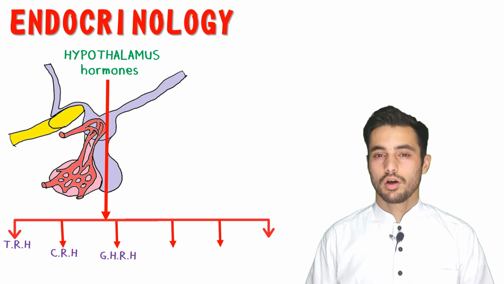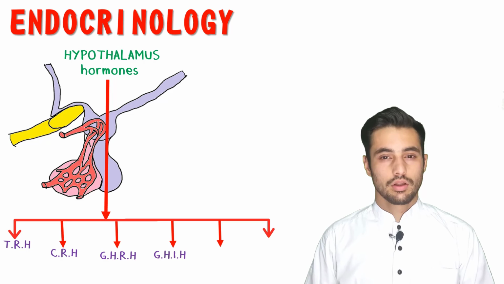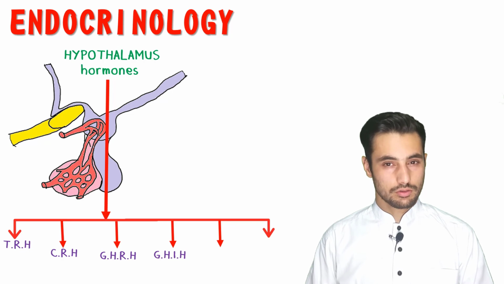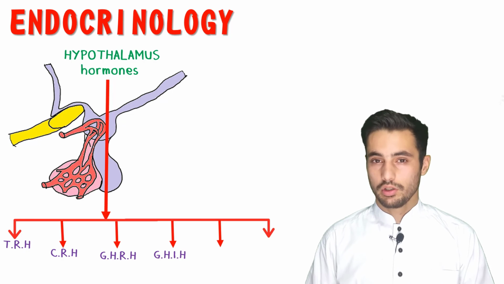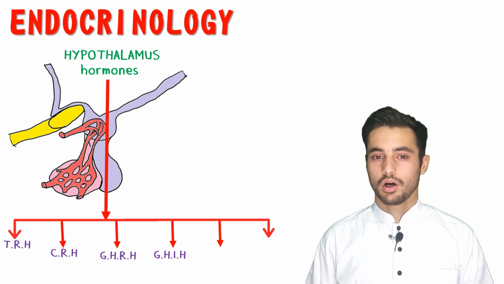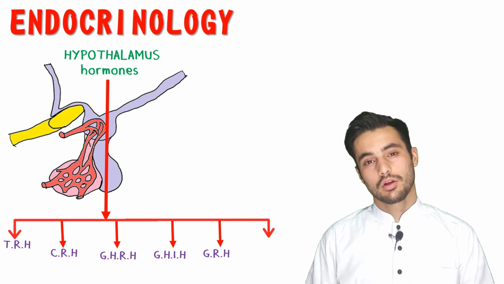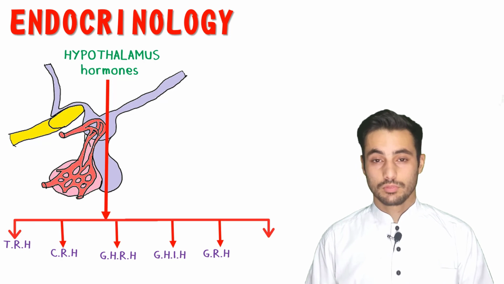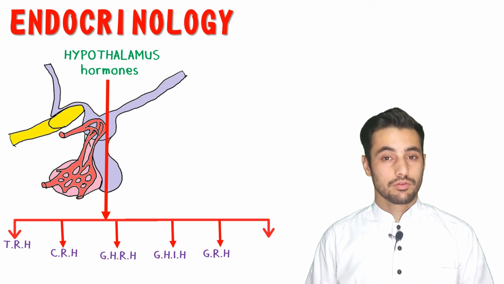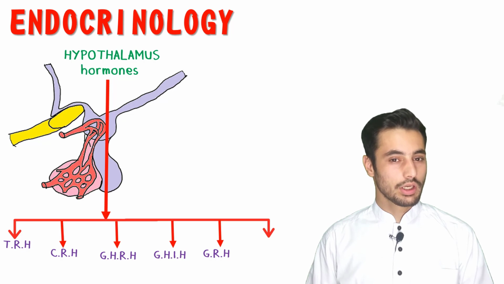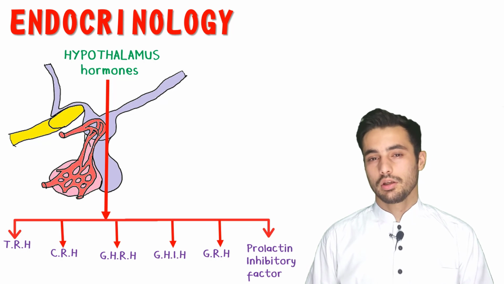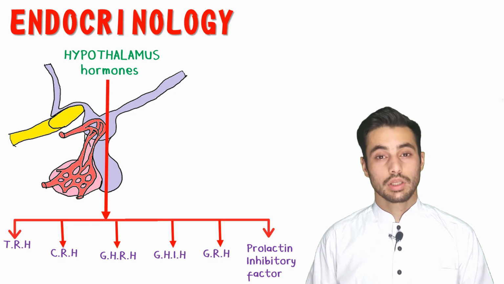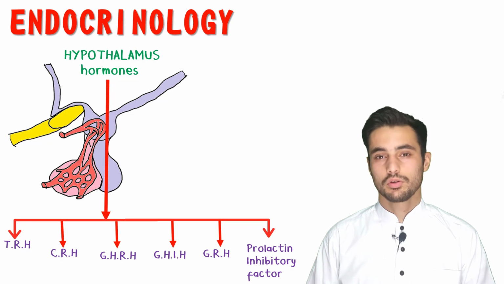The next are the growth hormone releasing hormone and the growth hormone inhibitory hormone. These both will act on the somatotrophs of the anterior pituitary to secrete or inhibit the human growth hormone. The next is the gonadotrophin releasing hormone, which will release either the follicle stimulating hormone or the luteinizing hormone. The prolactin inhibitory factor is also called dopamine, and it will inhibit the secretion of prolactin.